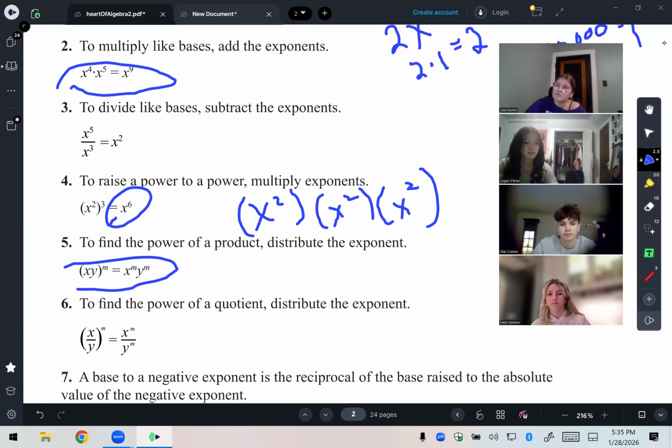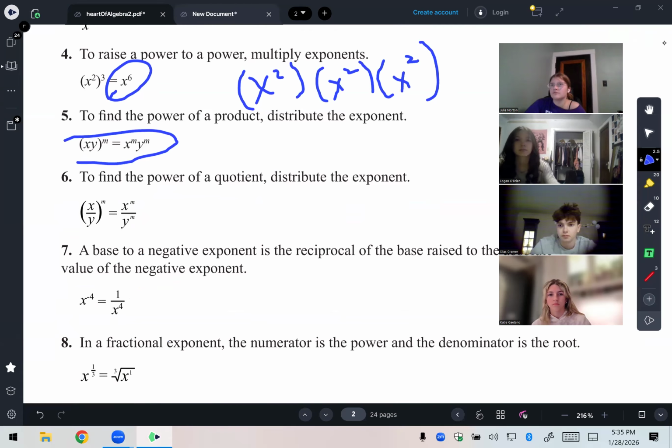Now, this is where it gets a little confusing. A base to a negative exponent is the reciprocal of the base raised to the value of the negative exponent. So if we change the floor, we change the sign. So if I have x to the minus 4th, and similarly, if I have 1 over x to the minus 4th, I'll make it a 2 so it's easier to see. I change the floor, I change the sign.